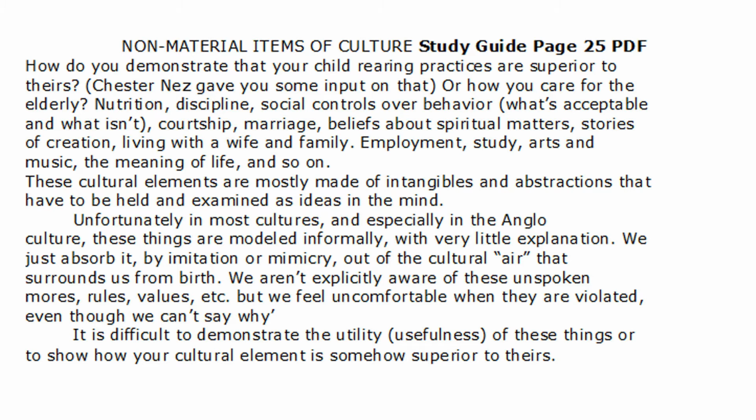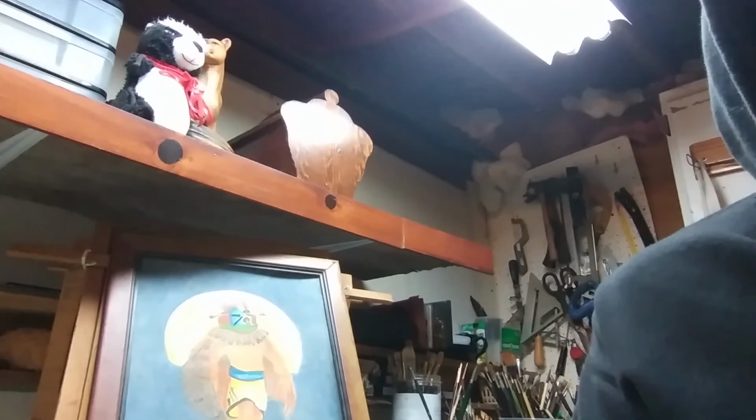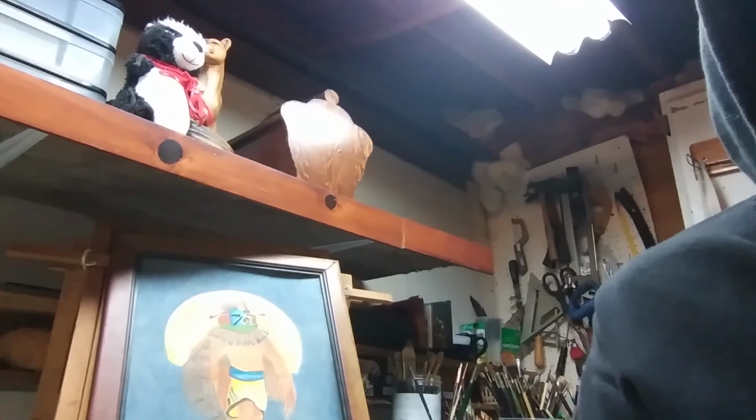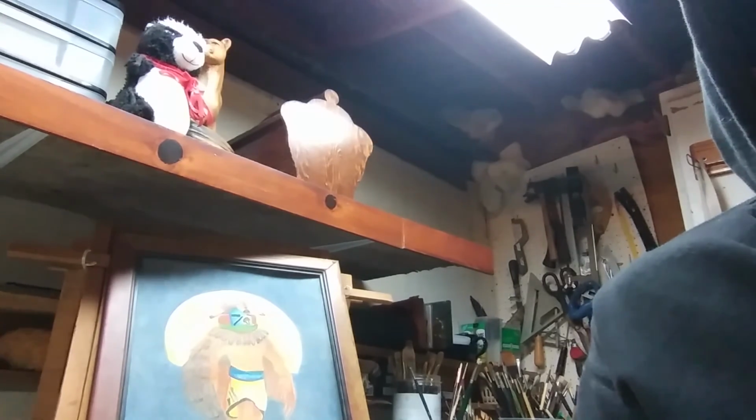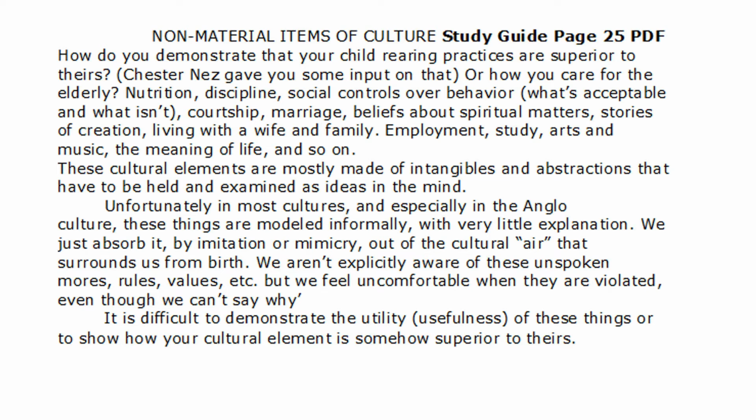How do you demonstrate that your child-rearing practices are superior to theirs? Chester Nez gave you some input on that. Or how do you care for the elderly? Nutrition, discipline, social controls over behavior. What's acceptable and what isn't? Courtship, marriage, beliefs about spiritual matters, stories of creation, living with a wife and family, employment, study, arts, music, the meaning of life, and so on. These cultural elements are mostly made of intangibles and abstractions that have to be held and examined as ideas in the mind.